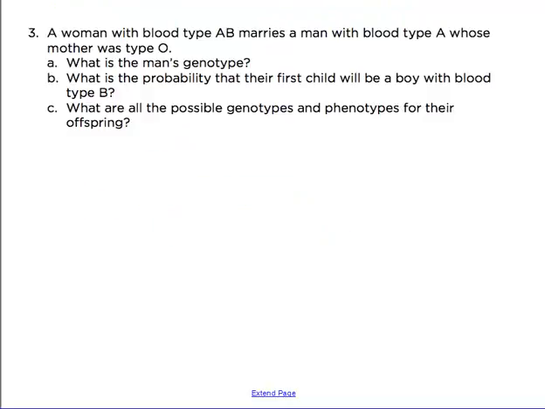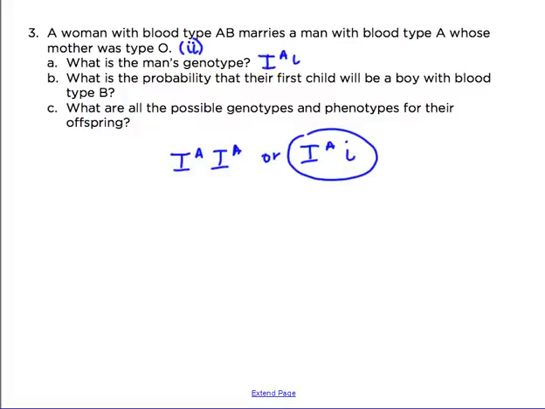Question 3. A woman with blood type AB marries a man with blood type A whose mother was type O. What was the man's genotype? Now he has type A, which means he could either be big I A, big I A, or big I A, little i. Now because his mother was type O, which is little i, little i, you know that he had to get one of those little i's, so therefore the man's genotype was big I A, little i.